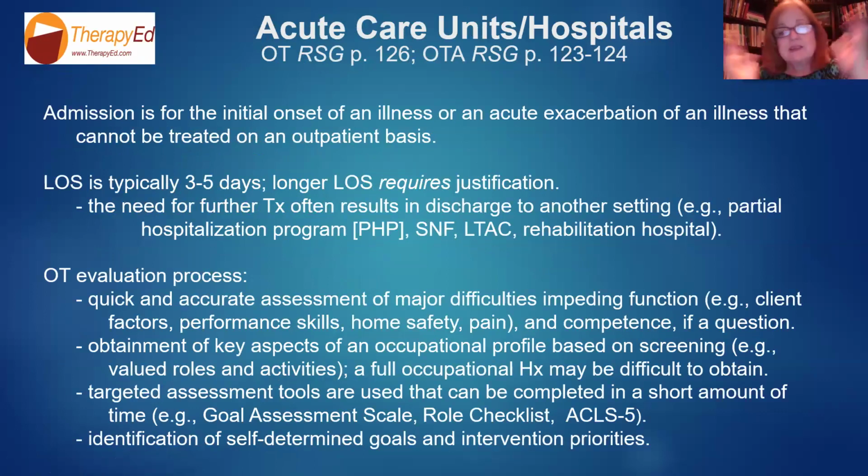So acute unit, the good part about these, they give you hints about what they're about. So acute unit means the person's acutely ill. It's an initial onset of illness or an acute exacerbation of illness. So it's initial onset of a stroke or an acute exacerbation of MS or schizophrenia. Someone's acutely ill and it can't be treated on an outpatient basis. And that's the key. Now, length of stay is usually only a few days, 3 to 4. Longer length of stay requires justification.